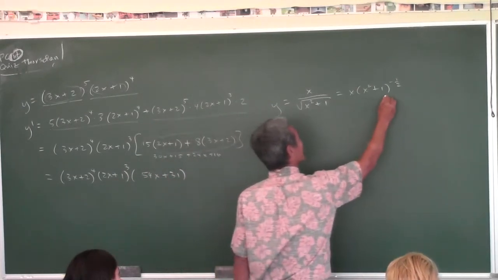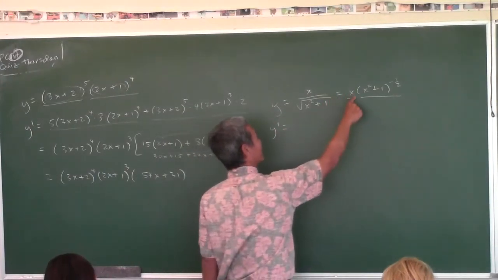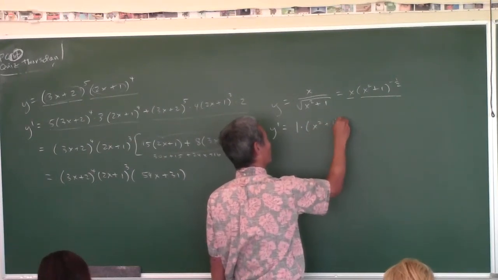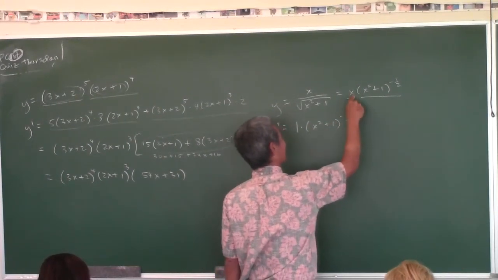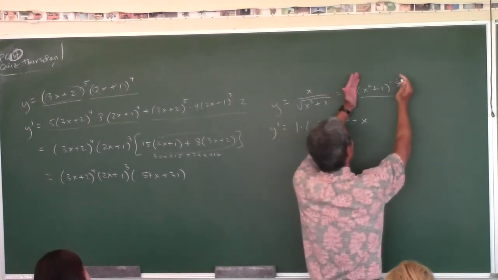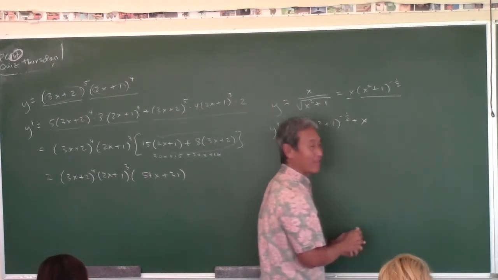Okay, so let's do this one then. Something times something, product rule. Derivative of the first, 1. Leave the second one alone. Plus, leave the first one alone, times the derivative of the second. Now, what do I see as the derivative of the second? What do I see right there? Box to the negative half.